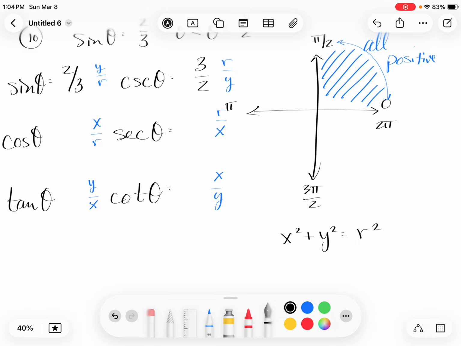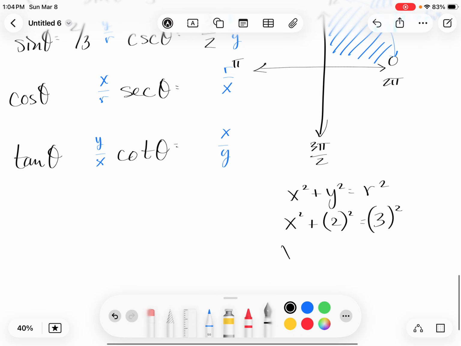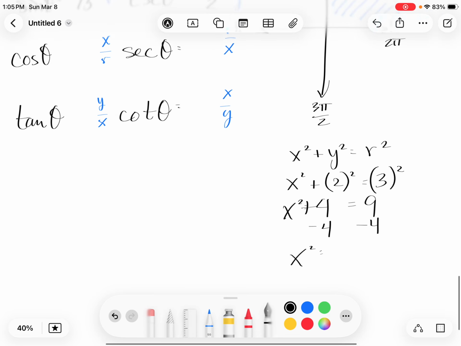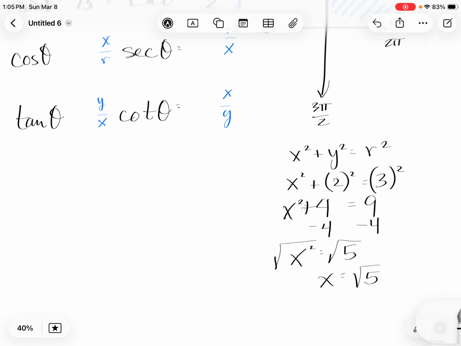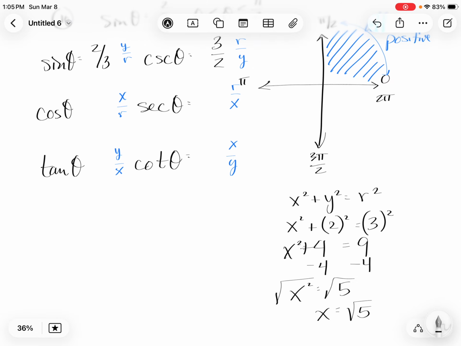So if I put everything in, I don't know x, I know that the y is 2, and I know that the r is 3. So 4 plus x squared equals 9. Subtract 4 from both sides, I get x squared equals 5, and then I root it, and I get x equals the square root of 5. So it doesn't come out perfectly, but that's okay. And remember, we're not going to put the plus or minus on this because we're dealing with a distance.